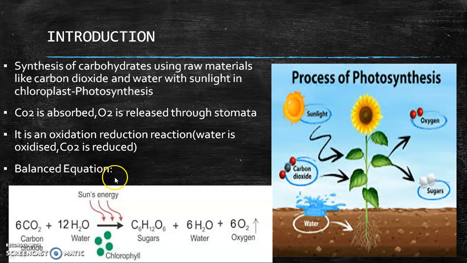And here is the balanced equation for photosynthesis. Six molecules of carbon dioxide react with 12 molecules of water, in the presence of sunlight, and it is converted into sugar and water, and oxygen is released into the atmosphere.